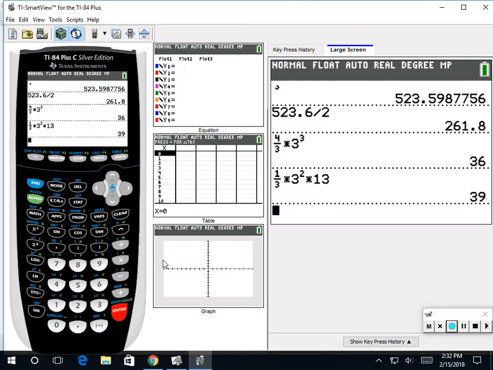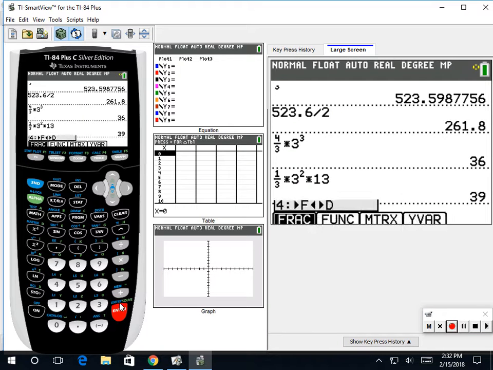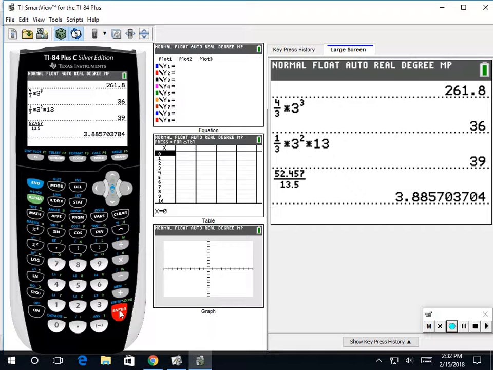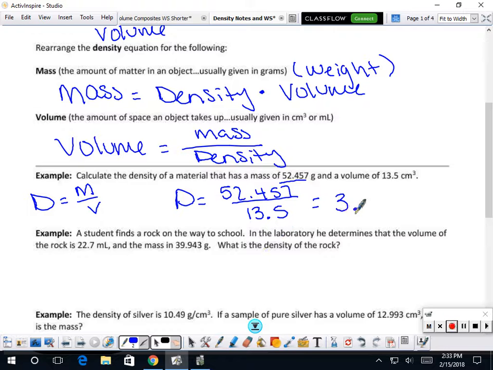In our calculator, I always like to use the alpha y equals button just because if we're dividing, it makes it prettier. So we are going to type in 52.457 over 13.5. We get 3.8857. I could round that to 3.89. Now then, for our units, we have mass divided by volume, so you'll do the same thing with the units. The mass units were grams, divided by the volume units, centimeters cubed.